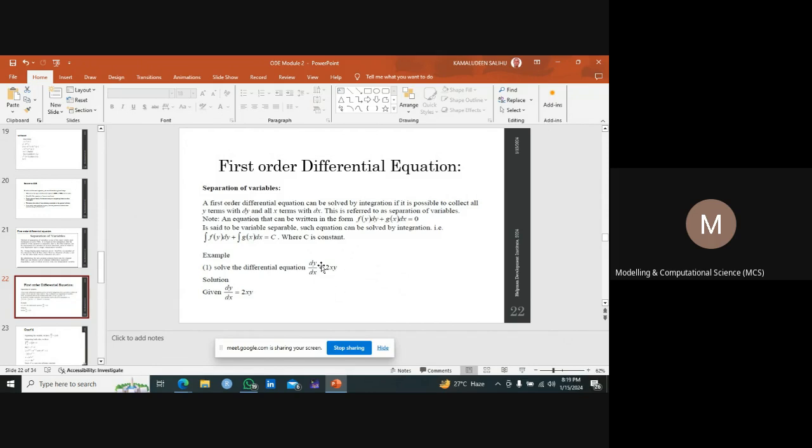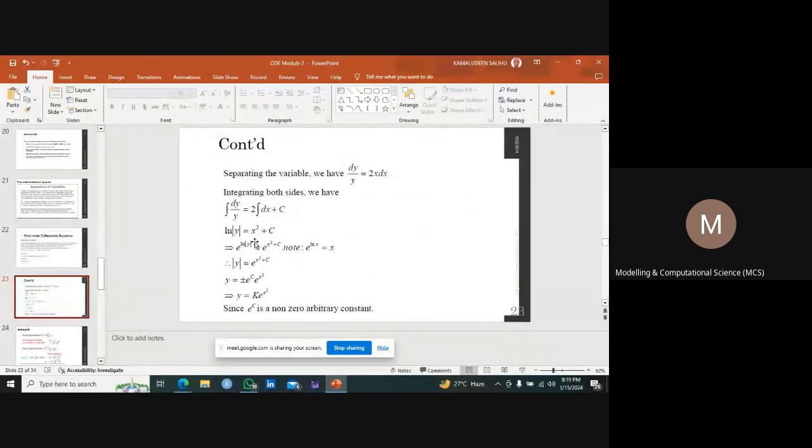So how can you go away with the y now? By dividing both sides by y. So when you divide both sides by y, you have dy over y to be equals to 2x dx. Now you separate the variable. You're having the y term on one side, you're having the x term on one side.